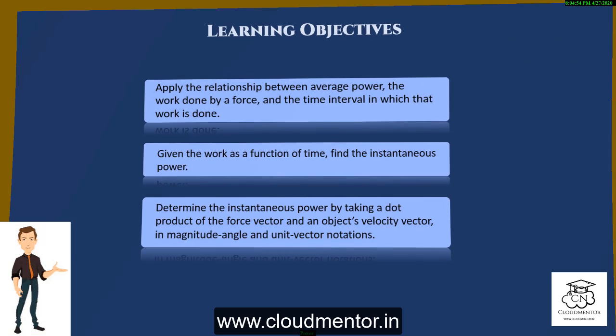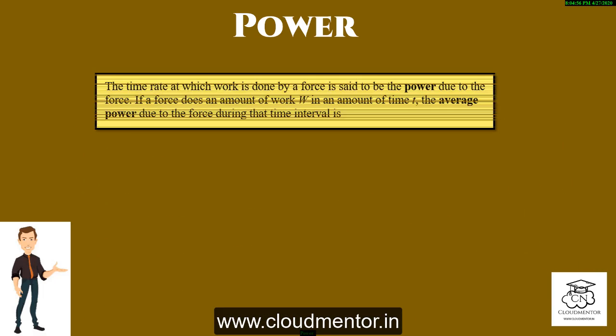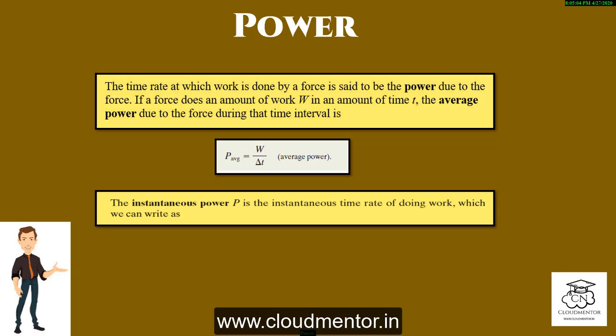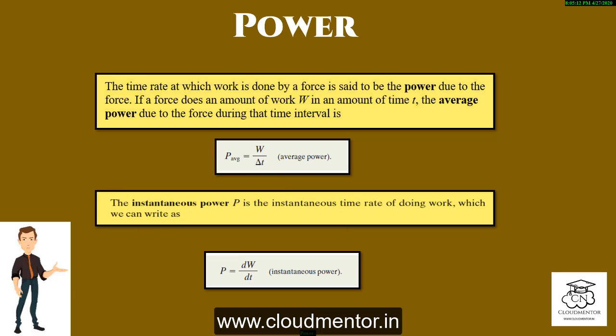So, power. The time rate at which work is done by a force is said to be the power due to the force. If a force does an amount of work W in an amount of time delta t, the average power due to the force during that time interval is work upon that interval of time. That is, P equals work divided by time interval. The instantaneous power P is the instantaneous time rate of doing work, which we can write as P equals dW divided by dt.